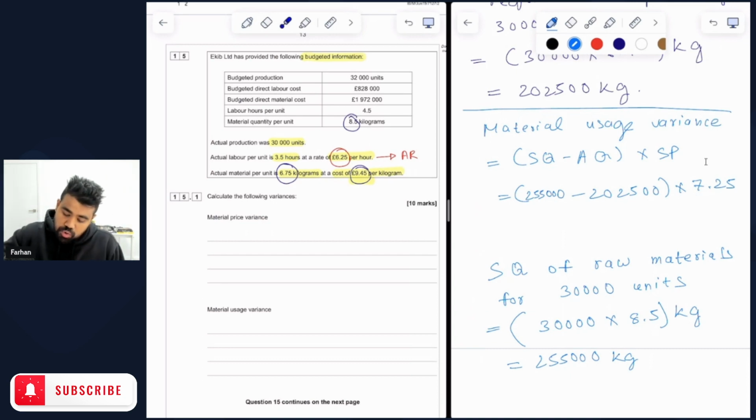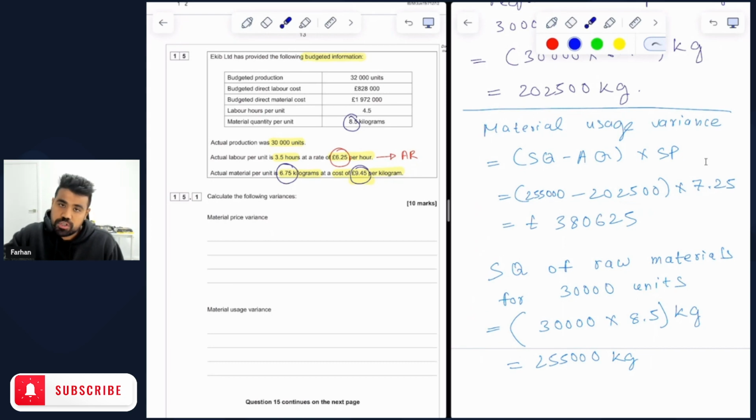And then when you run the numbers in your calculator, you should get 380,625. Now, is this an adverse or a favorable outcome? You can clearly see that the standard quantity that we would have set aside for 30,000 units would have been 255,000 kilograms of raw materials. But the actual quantity we needed to produce these 30,000 units was significantly lower at 202,500 kilograms. So this reflects a favorable outcome for the business because the cost went down than what would have been budgeted originally.